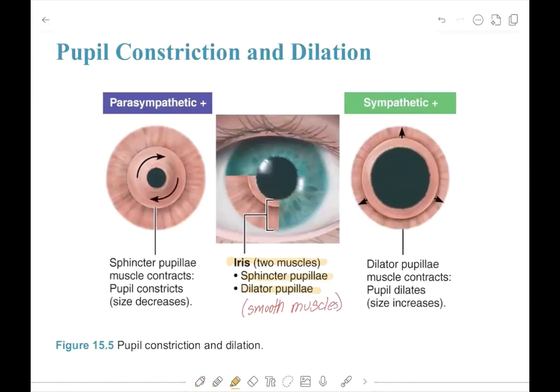So the dilator pupillae muscle, when it contracts, it dilates the pupils. So this would be the sympathetic nervous system, which causes that to happen. And the sphincter pupillae, when it constricts, the size decreases from the parasympathetic nervous system. So on the right, we have the sympathetic nervous system shown up here, where the pupil dilates. And over here, we have the parasympathetic nervous system, where it constricts.